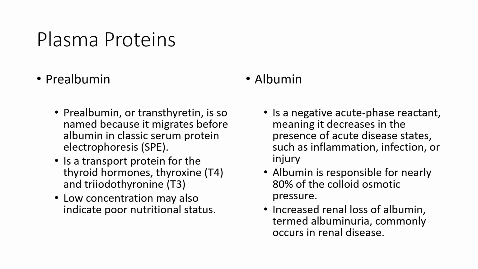Albumin is a negative acute phase reactant, meaning that it decreases in the presence of acute disease states such as inflammation, infection, or injury. Albumin is responsible for nearly 80% of the colloid osmotic pressure. In other words, that helps maintain the osmotic pressure of the bloodstream. That has a direct correlation to blood pressure. If we have protein in the bloodstream, then we're going to have water in the bloodstream, and we're going to maintain a good blood pressure.